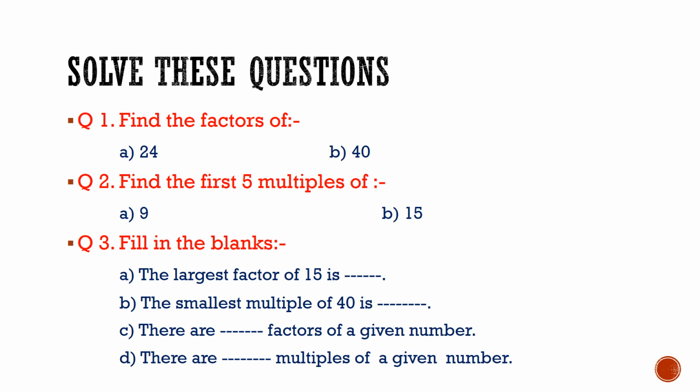Now, the third question is fill in the blanks. The largest factor of 15 is dash. The smallest multiple of 40 is dash, based on the facts we have discussed just now. There are dash factors of a given number and there are dash multiples of a given number. Try to solve these questions in your notebook.